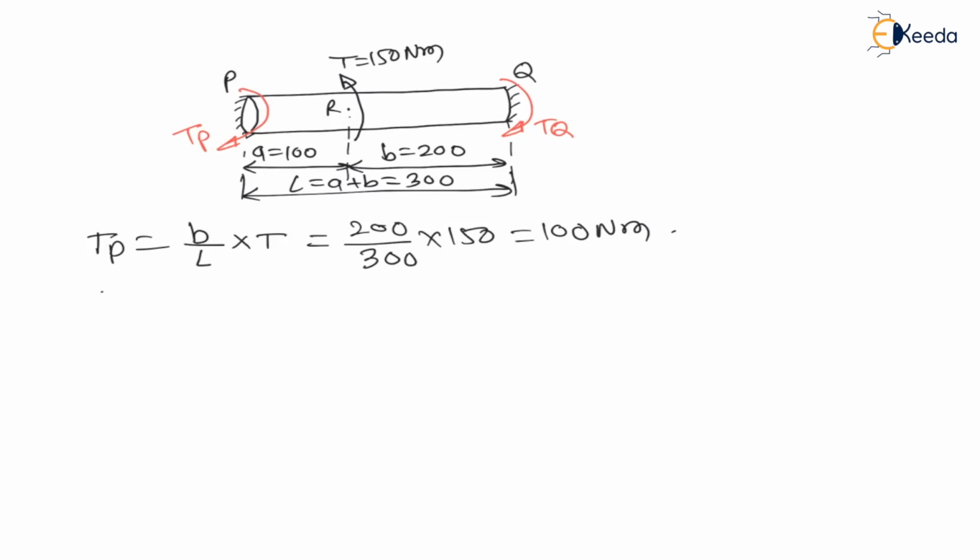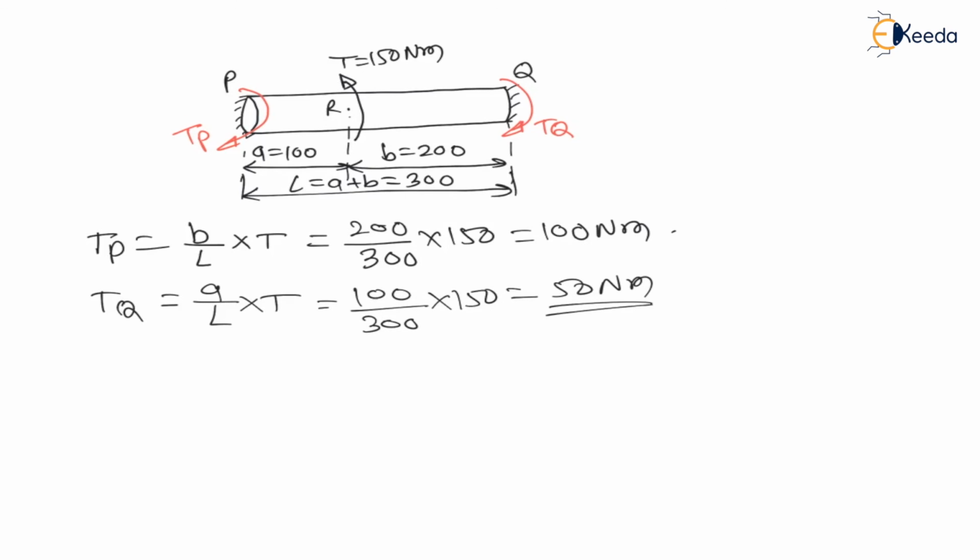And if I want to find torque at Q, in the same way, then the opposite distance, that is the distance of P from the applied torque, is A, which is 100. A divided by total distance into total torque is equal to 100 divided by total length 300 into total torque 150. This we will get as 50 Newton meter. This is a shortcut, and in the examination try to use these shortcuts for such types of numericals. Thank you dear students. In the next lecture we will see one more numerical on shaft design.